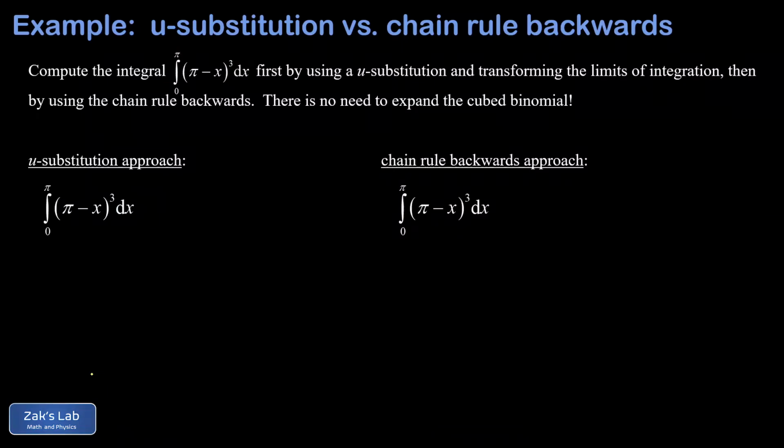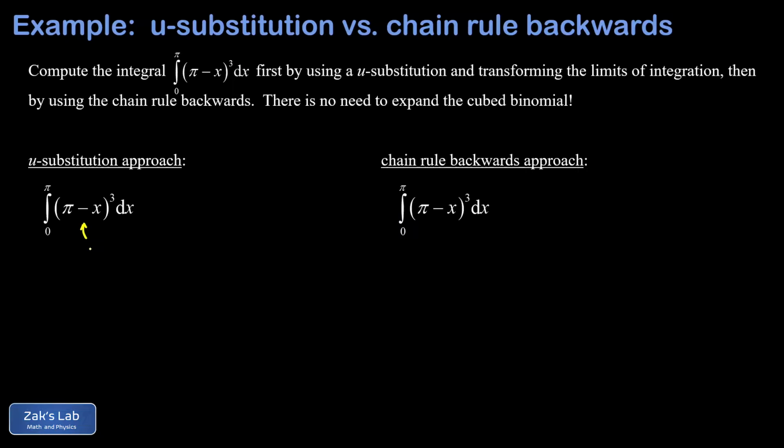In this video, we're computing the integral of (pi minus x) cubed from 0 to pi, and we're going to do this in two different ways. First, we use a formal u-substitution and transform the limits of integration. And then second, we're going to look at it as just the chain rule backwards to get the antiderivative and then evaluate across the limits of integration.